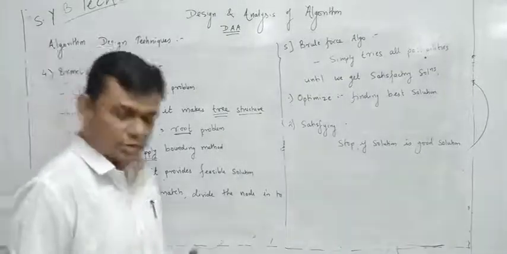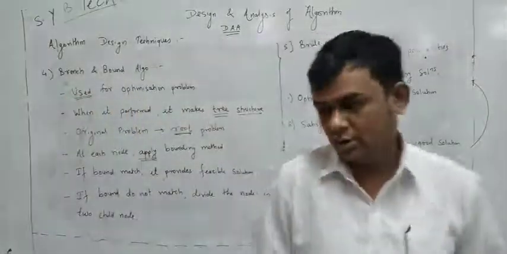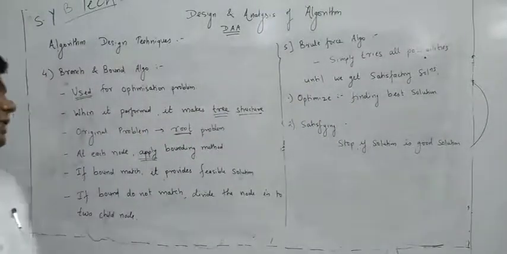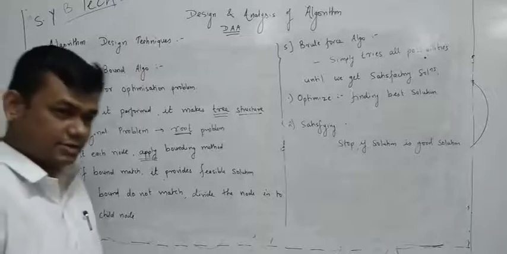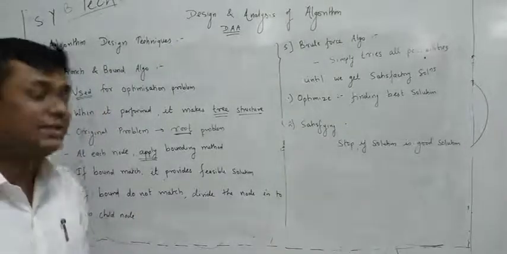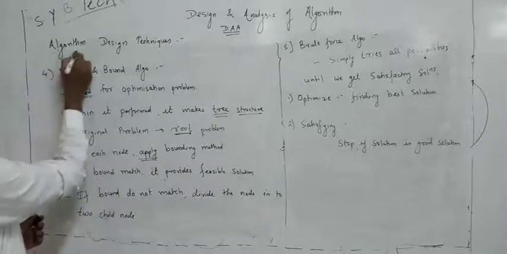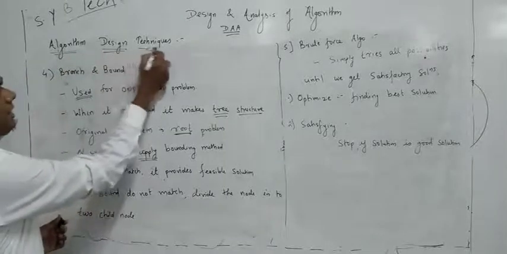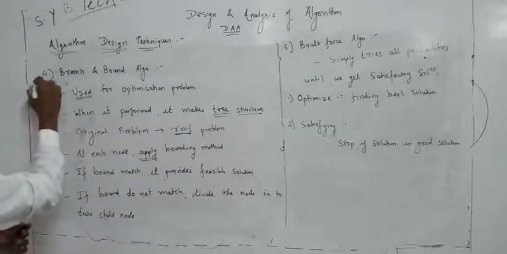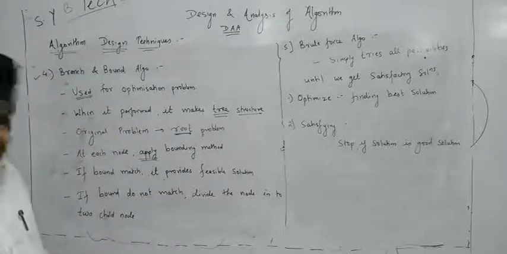Also, in the last lecture we covered different types of algorithm design techniques. From those 6 to 7 techniques, we covered 3 techniques in the last lecture. In this lecture we cover the next algorithm design technique, that is the fourth one, branch and bound algorithm.